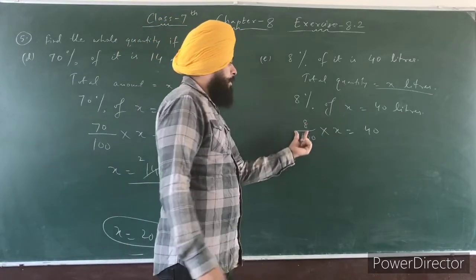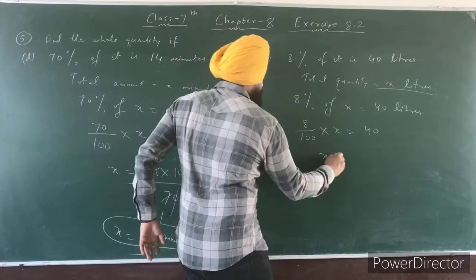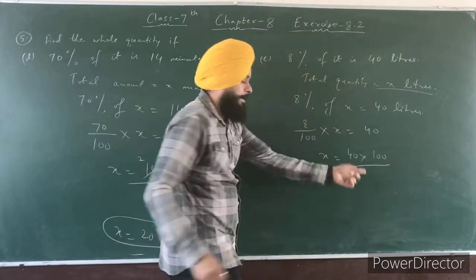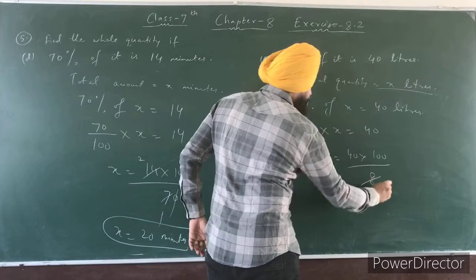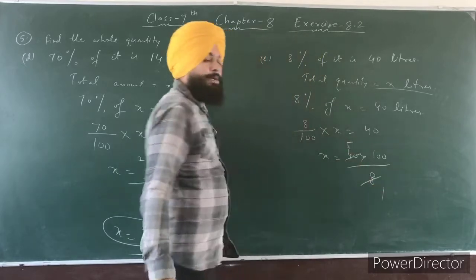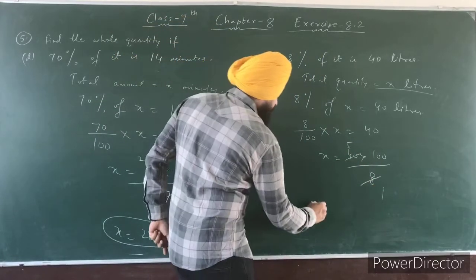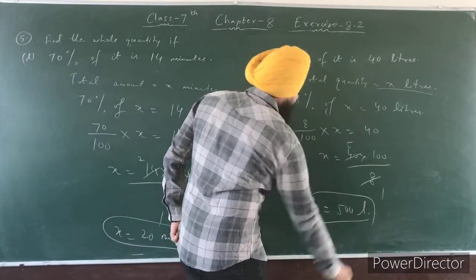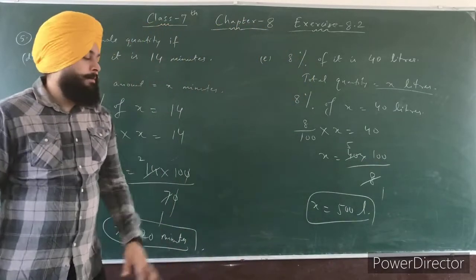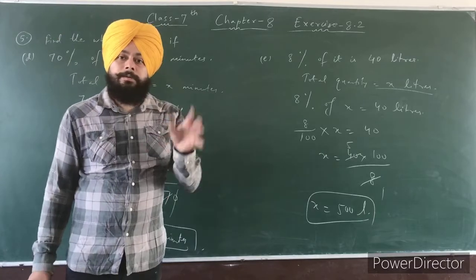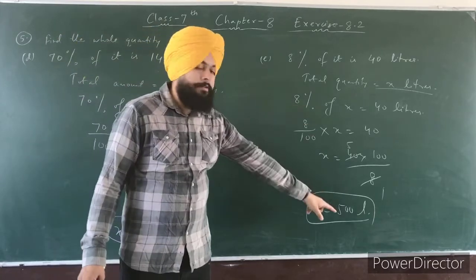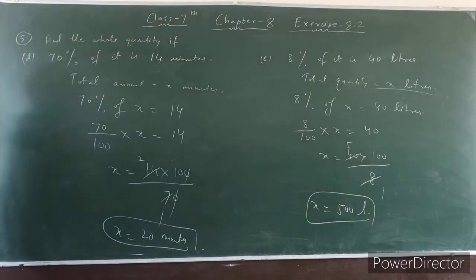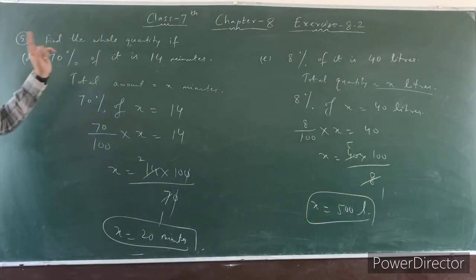Now take this 8 over 100 on the other side. 40 multiplied with 100 and divided by which number? 8. 8 ones are 8 and 8 5s are how much? 40. So X is what? 5 into 100. That is 500 liter. Clear student? It means 500 liter is the total quantity. And 8% of this 500 liter is given. That is 40 liter. So this is your D and E part of question number 5.